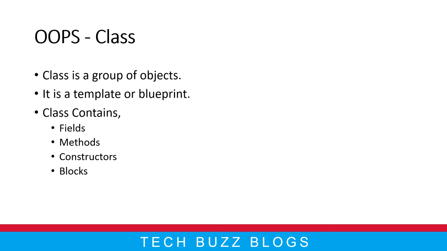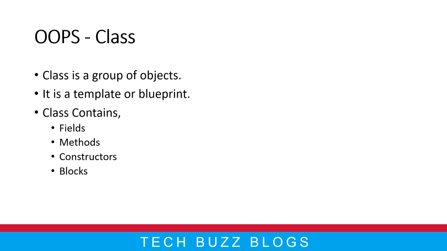Then this class contains fields. You know what fields are. We can create fields like an integer ID or a string name, whatever it may be. Then methods, where we can pass parameters and everything. Then constructors: it can have a default constructor or a parameterized constructor. A constructor helps us create the objects. Then blocks: if you have a static block or your own blocks, some coding content is called a block, nothing else.